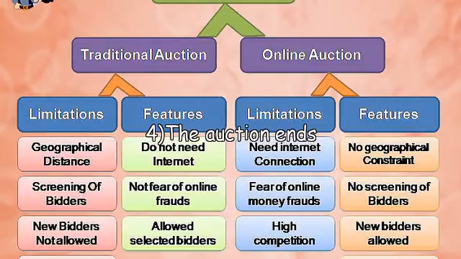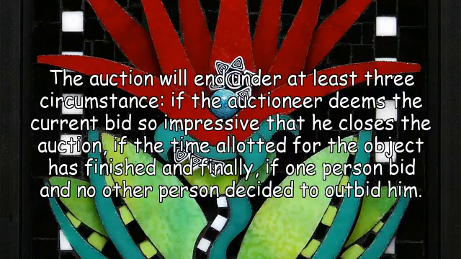Four: the auction ends. The auction will end under at least 3 circumstances: if the auctioneer deems the current bid so impressive that he closes the auction, if the time allotted for the object has finished, and finally, if one person bid and no other person decided to outbid him.